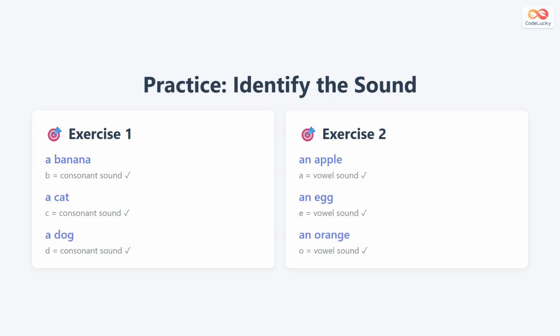Now let us practice identifying consonant and vowel sounds. Exercise 1: a banana. The letter B makes a consonant sound, so we use a. A cat. The letter C makes a consonant sound, so we use a. A dog. The letter D makes a consonant sound, so we use a. Exercise 2: an apple. The letter A makes a vowel sound, so we use an. An egg. The letter E makes a vowel sound, so we use an. An orange. The letter O makes a vowel sound, so we use an.